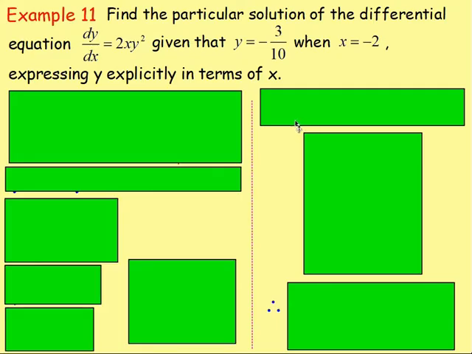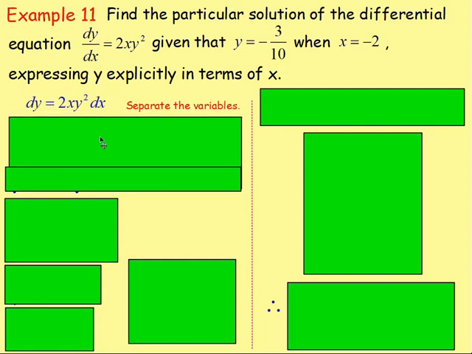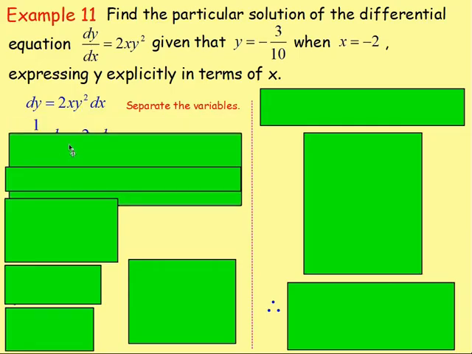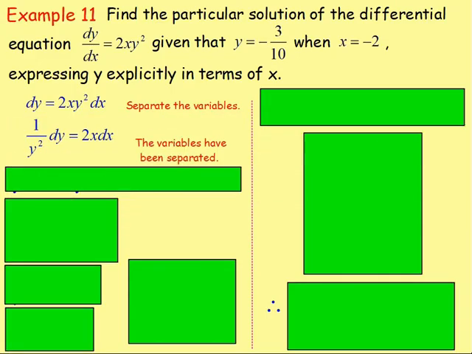Help us out, Valley, what would you do? Perfect. For that, you would separate the variables. So, multiply both sides by dx. From there, we've got y's over here, we've got x's over here, but we've also got the y squared. So divide both sides by y squared. Therefore, we will have 1 over y squared dy equals 2x dx. And we can see the variables have been separated.